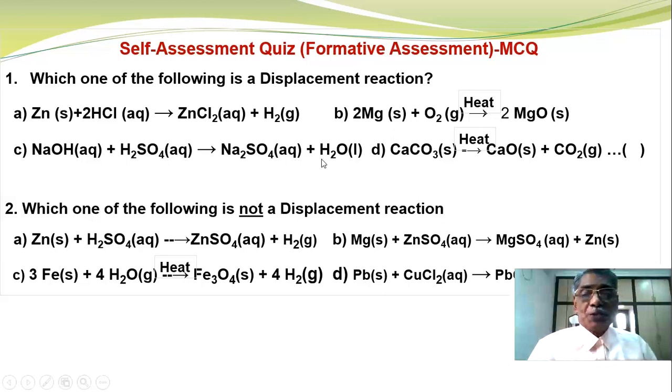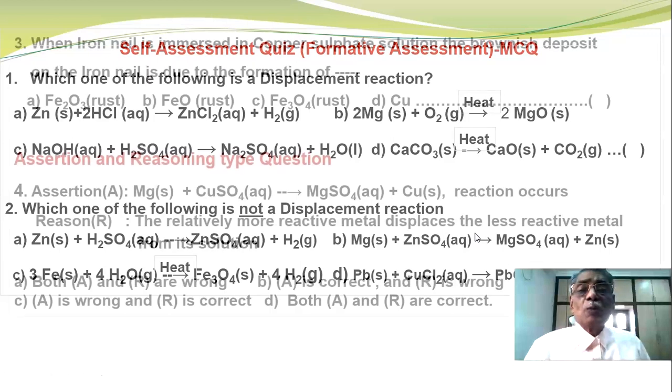Choose the right option. Second question, which one of the following is not a displacement reaction? Option A, Zn plus H2SO4 gives ZnSO4 plus H2. Option B, Mg plus ZnSO4 gives MgSO4 plus Zn. Option C, 3Fe plus 4H2O on heating gives rise to Fe3O4 plus 4H2. Option D, Pb plus CuCl2 gives rise to PbCl2 plus Cu.